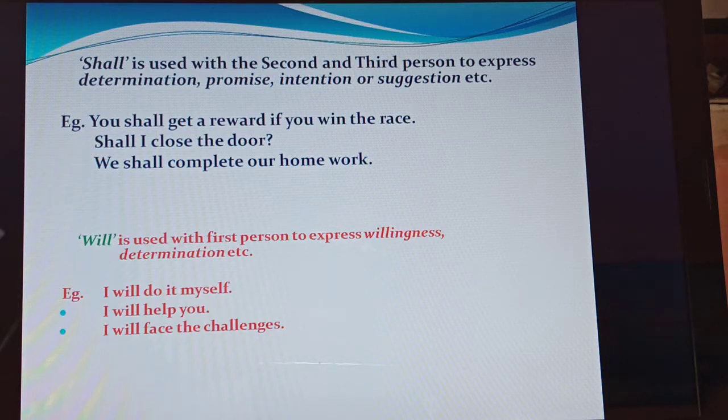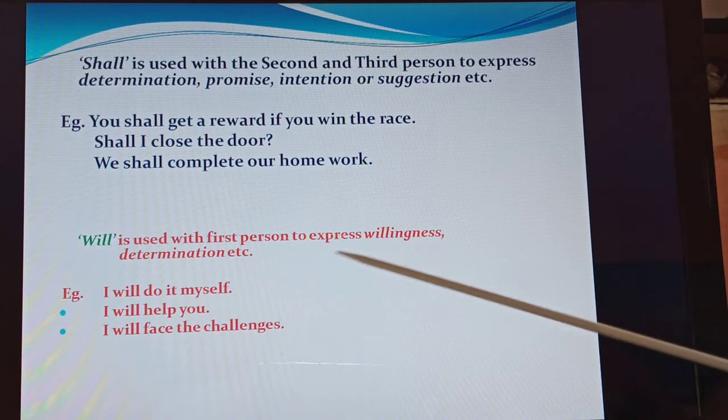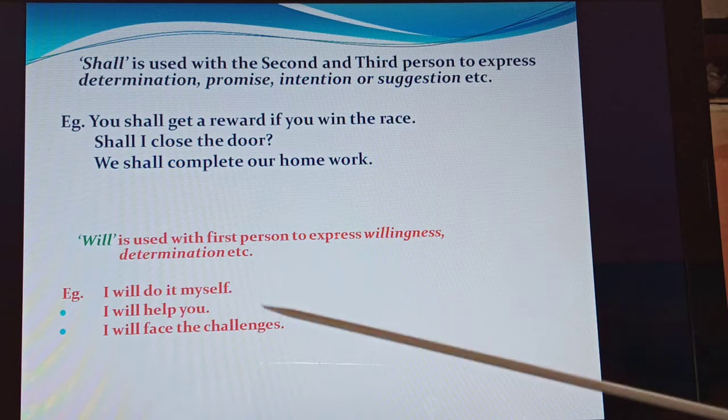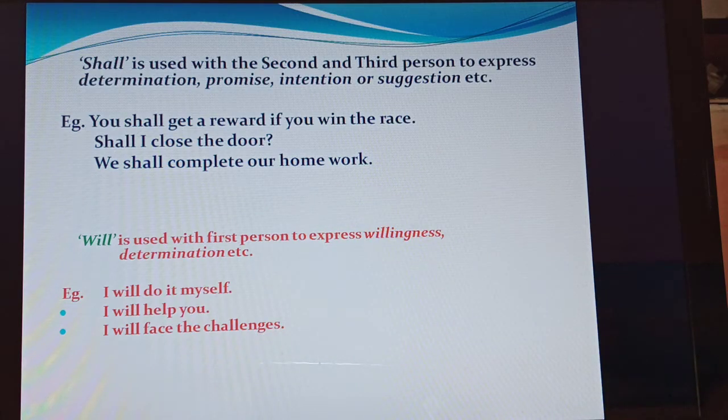Will. When to use will? It is used with first person to express willingness or determination and so on. You see, I will do it myself. I will help you. You see, the willingness. I will do it myself is a determination. I will face the challenges. Again, is a determination. So, when to use shall and will, learn it.